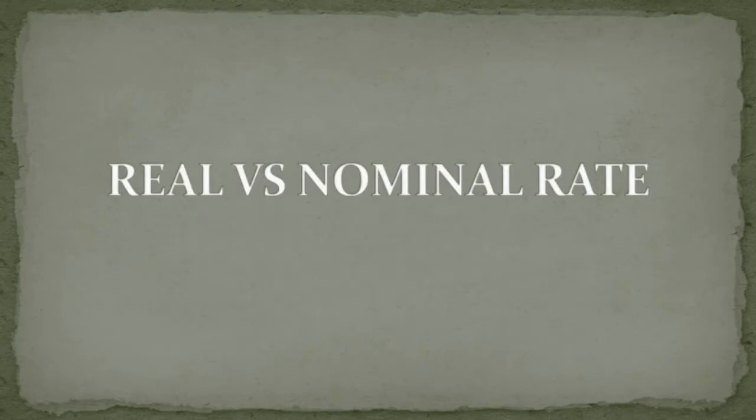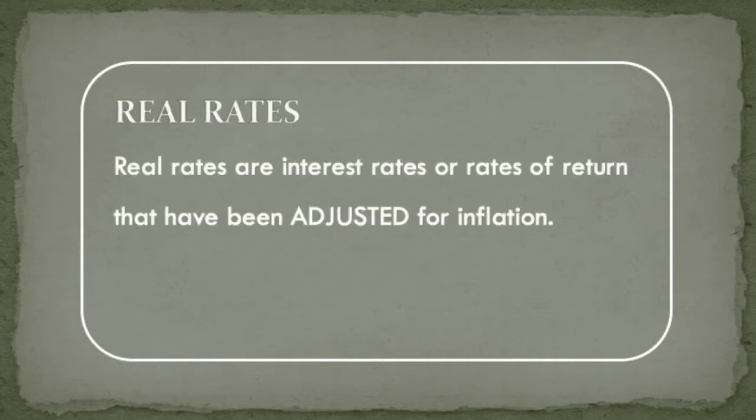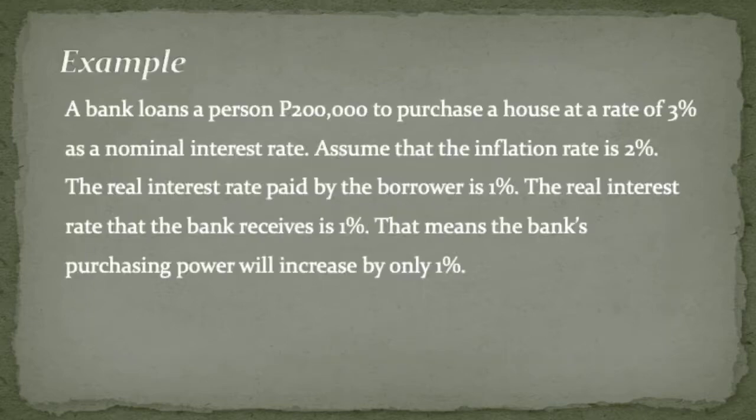Let's compare real rate to nominal rate. To differentiate these two in a simpler way, the real rate is the rate that has been adjusted for inflation, reflecting the real cost of funds to the borrower and the real yield to the lender or investor. For example, a bank loans a person $200,000 to purchase a house at a rate of 3% as a nominal interest rate. Assume that the inflation rate is 2%. The real interest rate paid by the borrower is 1%. The real interest rate that the bank received is 1%. That means the bank's purchasing power will only increase by 1%.